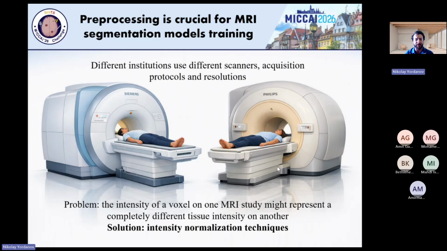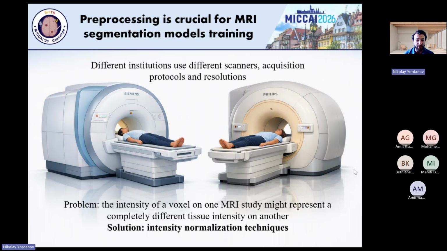Also, differences in the MRI studies could be observed even within one institution and for one patient. This is called the intensity unit effect. And those two are the reason why we might observe that the intensity of a voxel on one MRI study might represent a completely different tissue intensity on another MRI study.